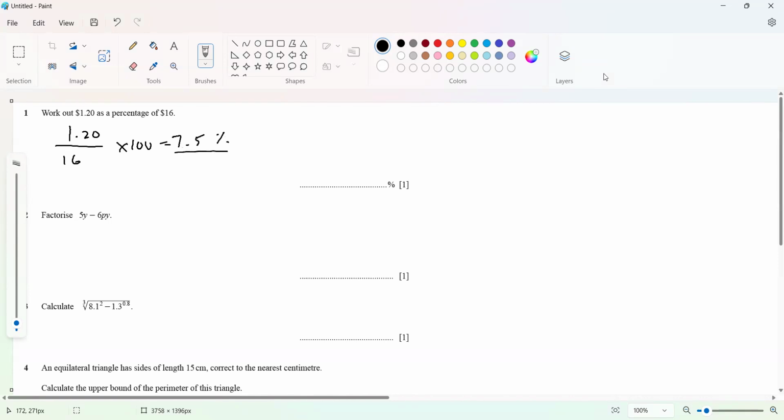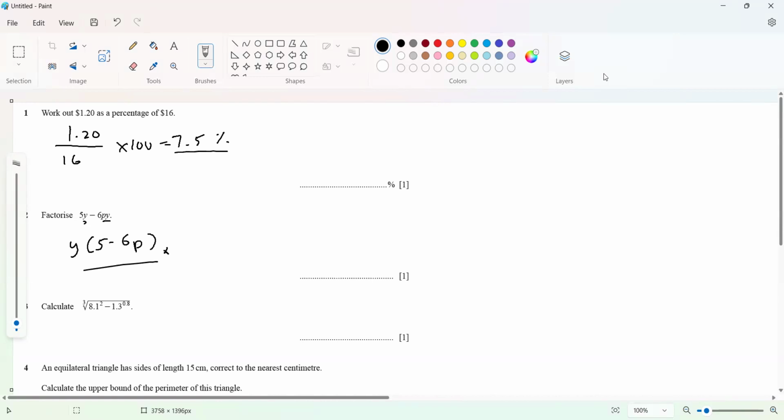So for question number 2, factorize 5y minus 6py. So we are factorizing out the common terms. We check the number first. 5 and 6 cannot be divided any further, but both terms have y in common. So we will take out the y. So we are left with y bracket 5 minus 6p. That's done for number 2.